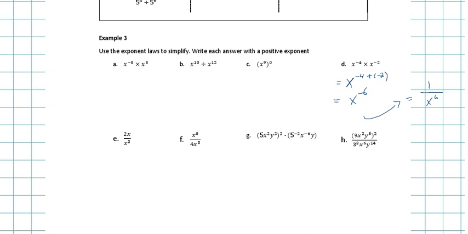Let's do all of them together. What would a be? What do I have to do with the exponent? Add them. What's negative 8 plus 8? So I have x to the power of 0, which is 1. x is actually x to the power of 1. They're not the same. So it's not x, it's x to the power of 0, which is 1.